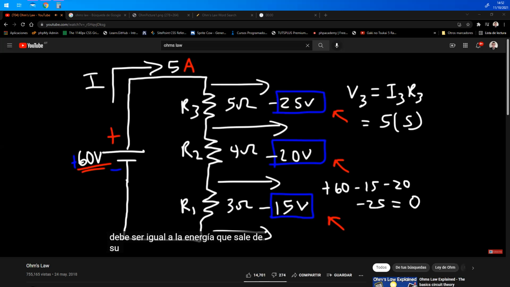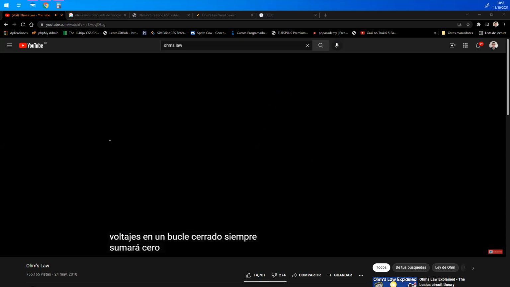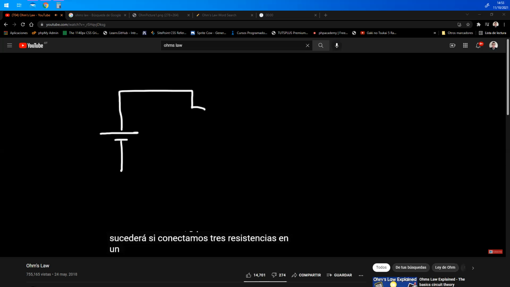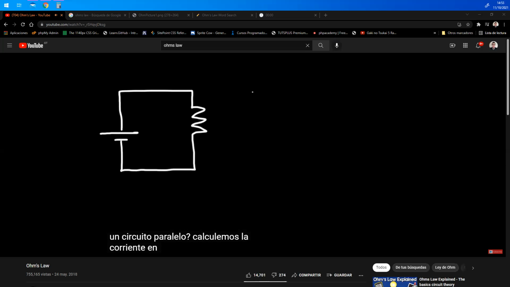Because the energy that flows into a circuit must equal the energy that comes out of the circuit. Thus, Kirchhoff's voltage law. It always applies whenever you have a closed loop. So the sum of all the voltages in a closed loop will always add up to 0. Now what's going to happen if we connect 3 resistors in a parallel circuit? Let's calculate the current in such a circuit.